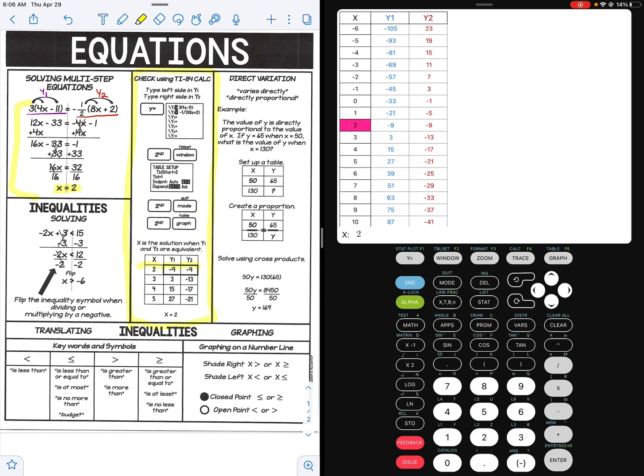So now we've come up with our solution in the table, and the answer is x equals 2. So that's how we work on this in the calculator.